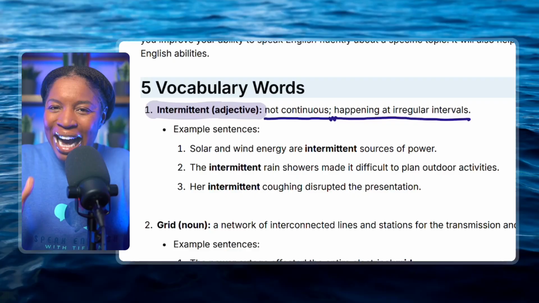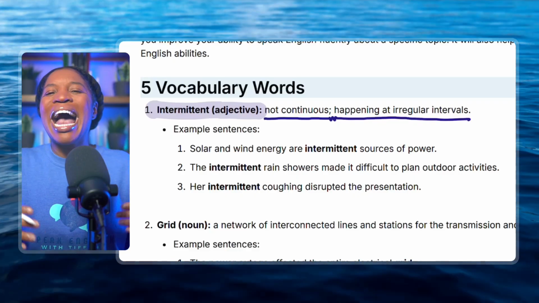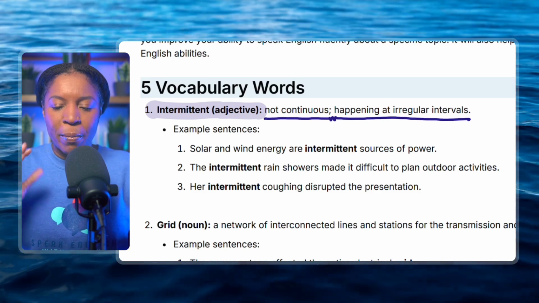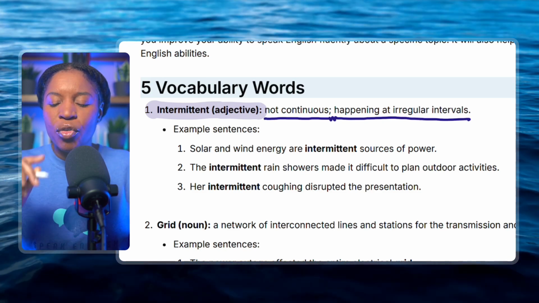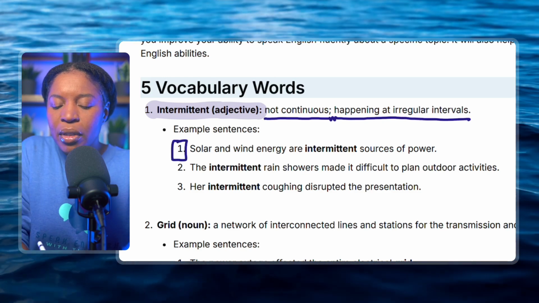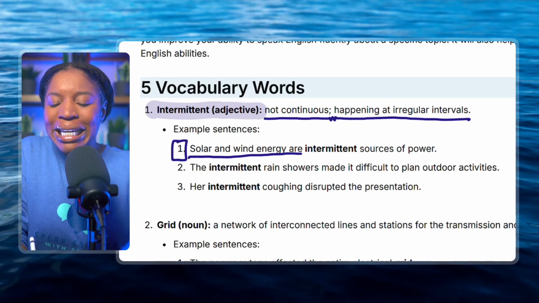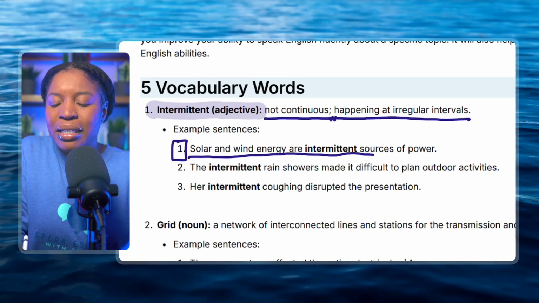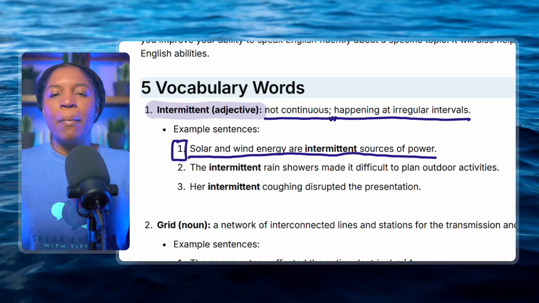Maybe they will fast from 6 p.m. to 10 a.m. the next day. Again, intermittent just means not continuous or happening at irregular intervals. Now, I want us to check out this first example sentence. Here's the sentence. Solar and wind energy are intermittent sources of power.